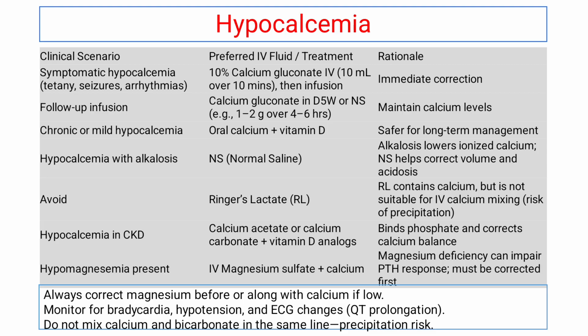In cases of chronic or mild hypocalcemia, we should use oral calcium or vitamin D. We should avoid ringer lactate in hypocalcemia because it contains calcium and it is not suitable for IV calcium mixing. There is risk of precipitations. In chronic kidney disease patients with hypocalcemia, we should use calcium acetate or calcium carbonate and vitamin D analogs.